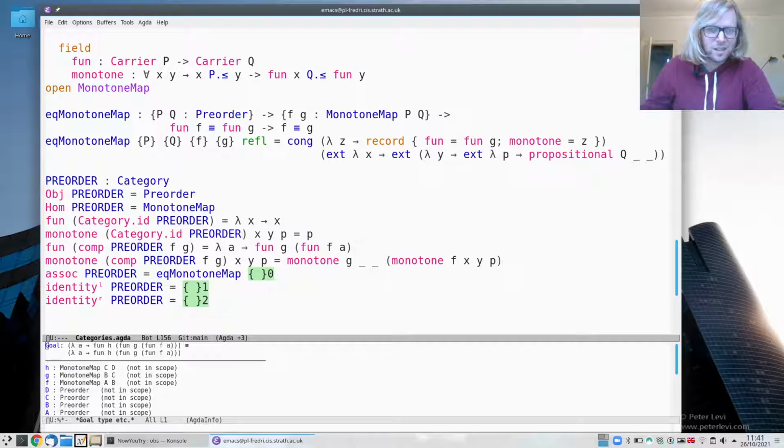So here we just need that the underlying maps are equal, but because these are just lambda expressions, it doesn't matter which way we bracket them. This is just equal by REFL.